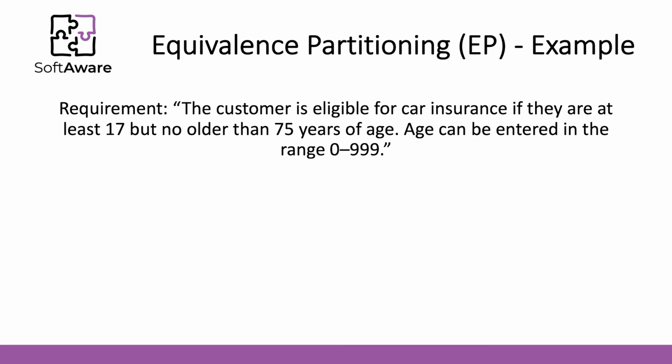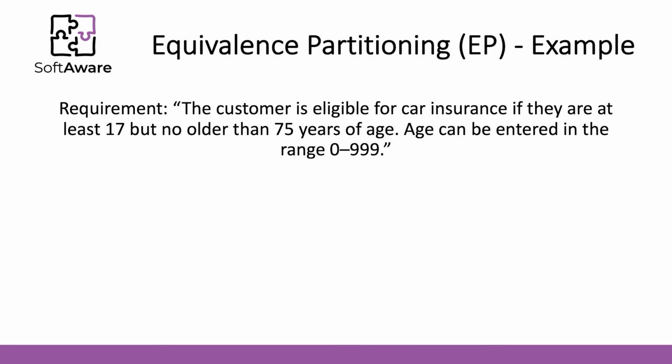Let's take a look at a brief example. You have this requirement, and let's consider while reading it what the partitions involved are. The requirement is: the customer is eligible for car insurance if they are at least 17 but no older than 75 years of age. Age can be entered in the range 0-999.